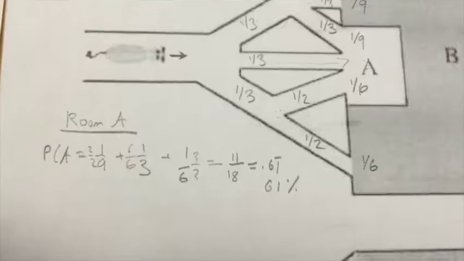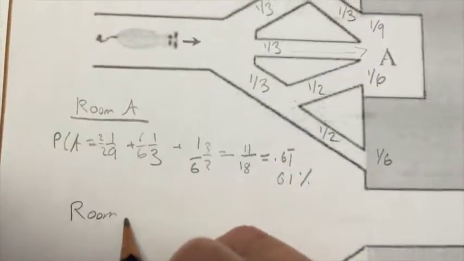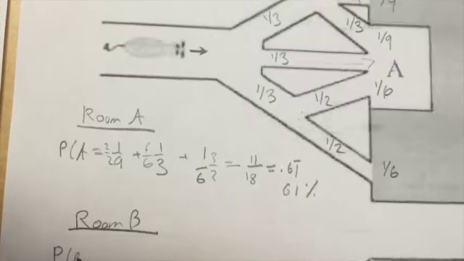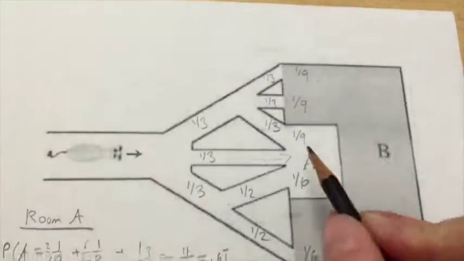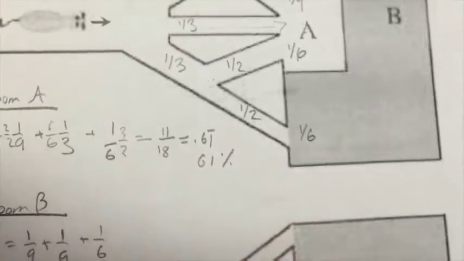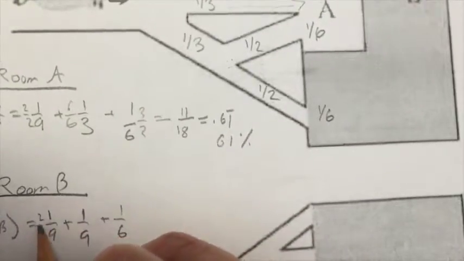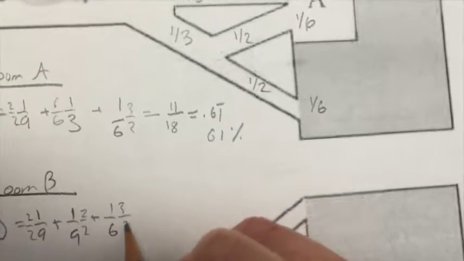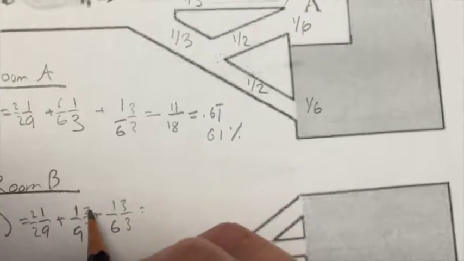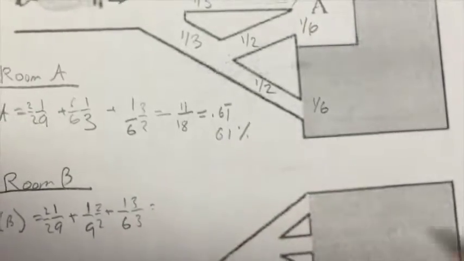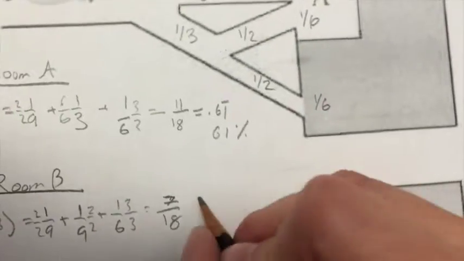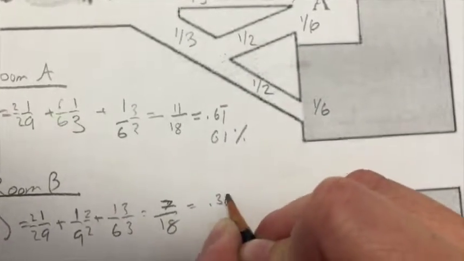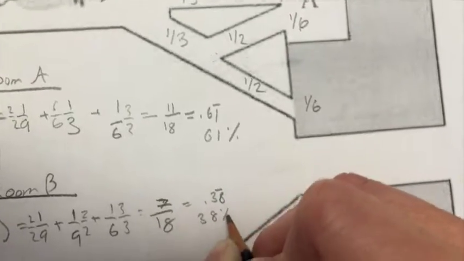Okay. And then let's do room B. So the probability of room B is everything else. So that'll be the 1/9. So 1/9, the second 1/9, and finally the 1/6. So again, they all have a common denominator of 18. So 2 over 2, 2 over 2, 3 over 3. So 2 times 1 is 2. 1 times 2 is still 2. 3 times 1 is 3. So 4 plus 3 gives you 7 over 18. So 7 over 18 is about 0.38 with a bar over it. So about 38%.